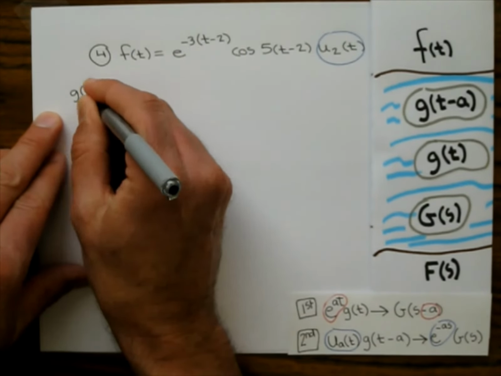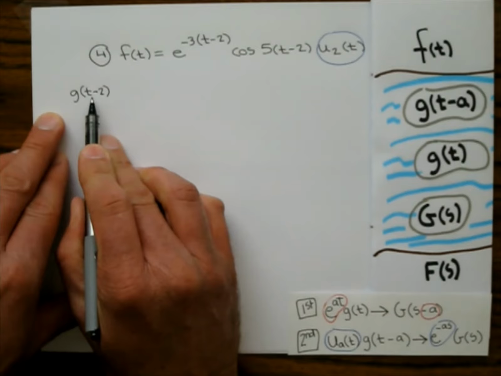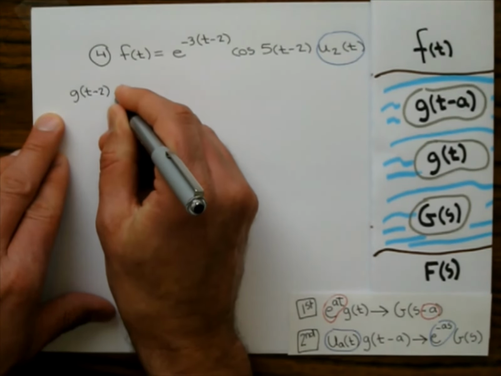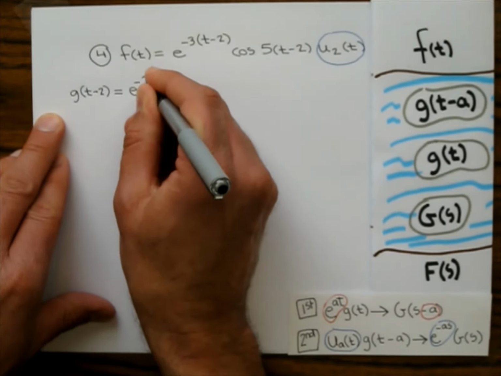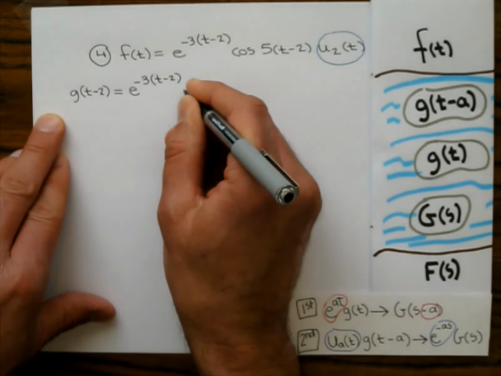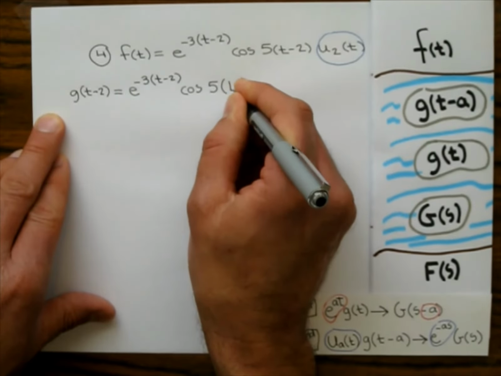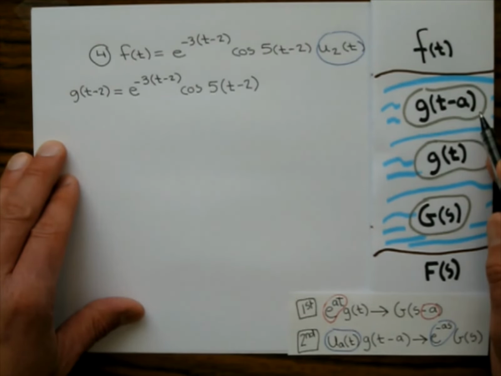Now at this part, some of you, when you do a lot of these, you might say, let's just say g of t minus 2 and point it to this part and circle it or whatever. I'm going to write it all out here. This is e to the negative 3 t minus 2, and then we have the cosine of 5 t minus 2. So we are on the first stepping stone, and now we want to jump over here to g of t.